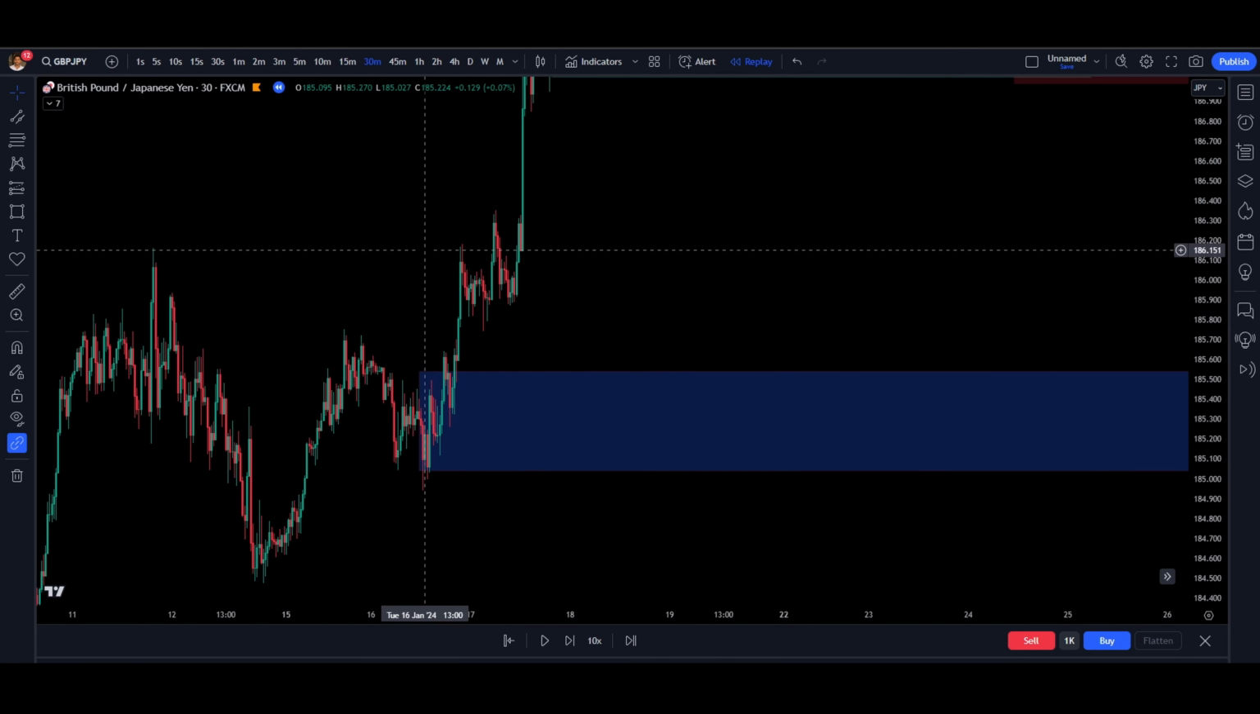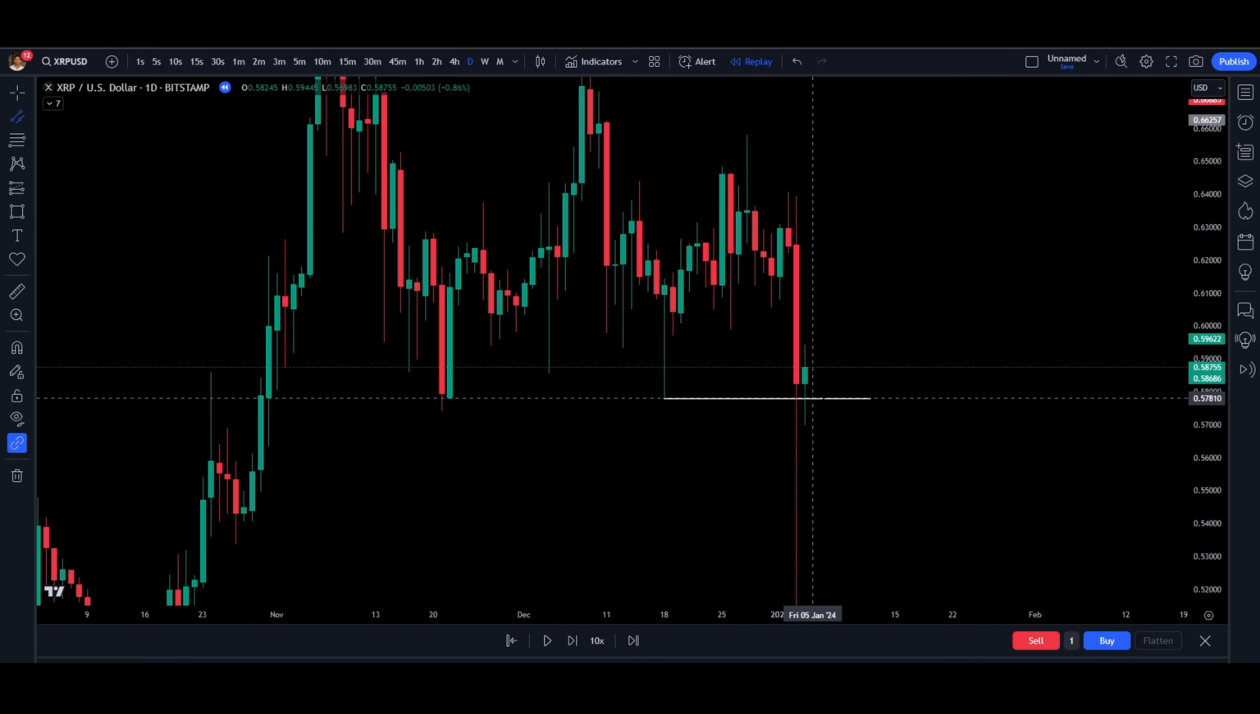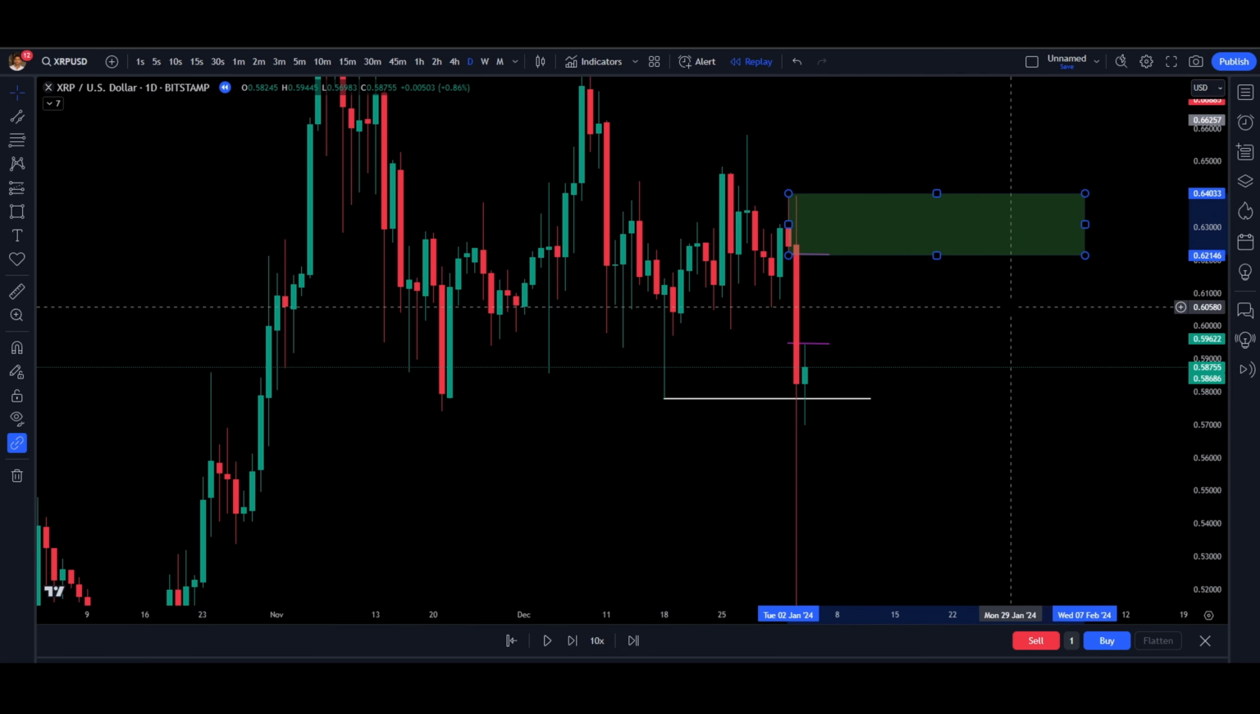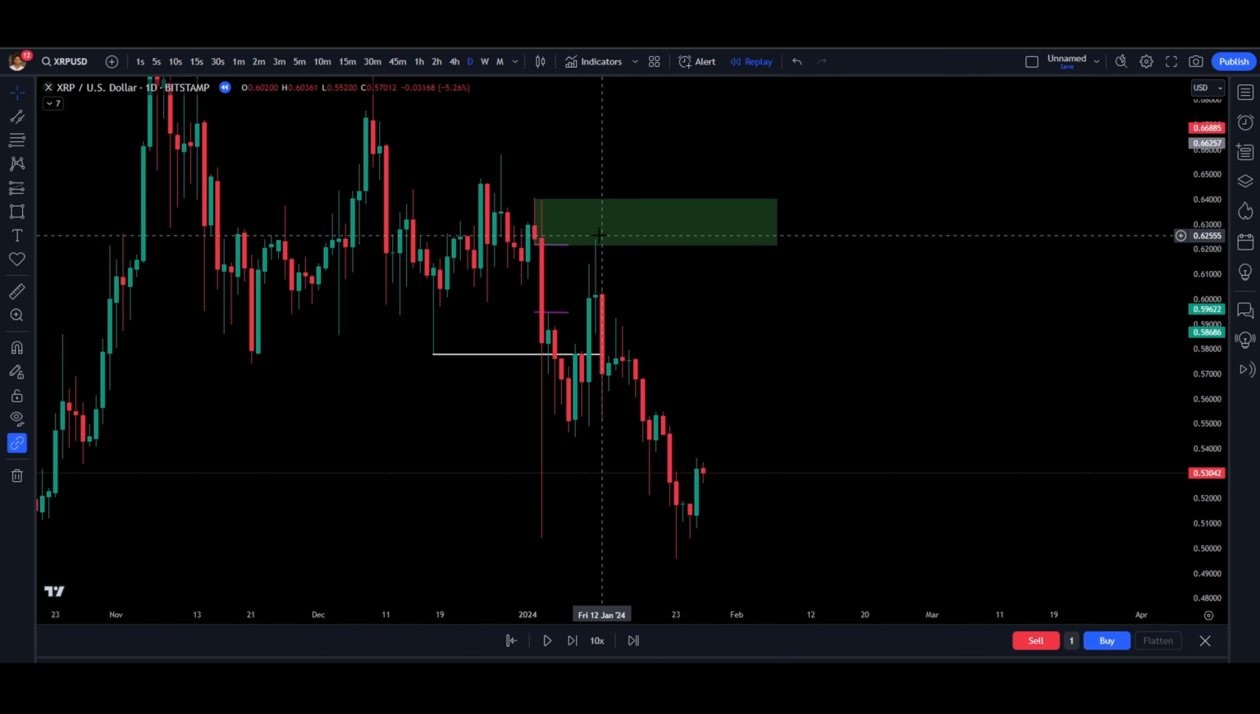We will look at crypto. So on XRP, we can see that price gave us change of character over here. There was imbalance from this candle till this candle. So now we can mark our OB here. So this is not our direct entry. This is just a point of interest. We will enter on lower time frame.